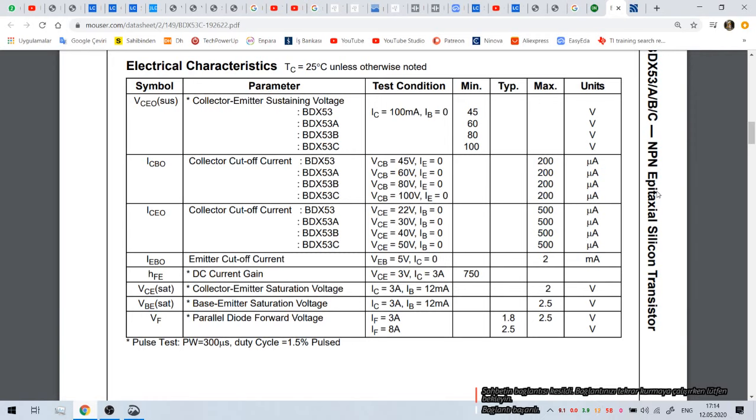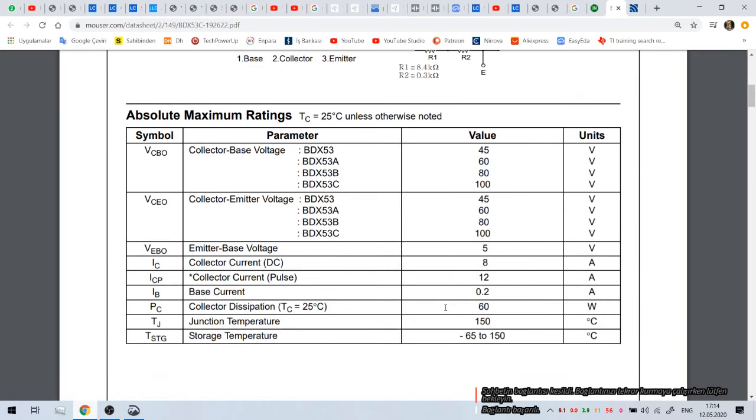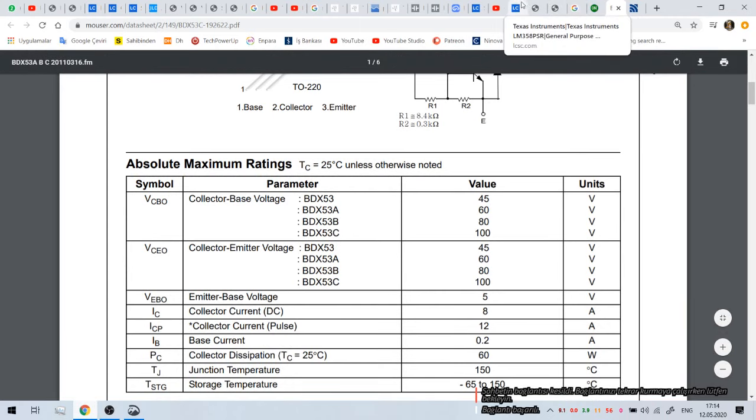I want to do some measurements with my BDX 53C. Yes. Base emitter saturation voltage, IB 12 amp, IC 3 amp. It is 2.5 volt. Interesting. I don't know. Maybe we can use other transistors. I don't know.